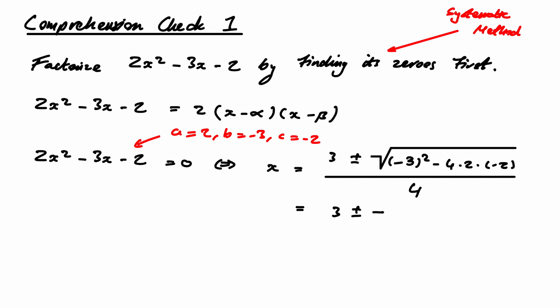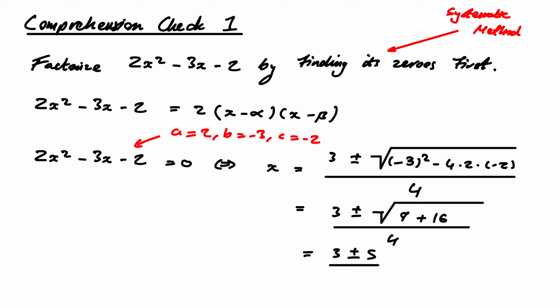Okay, so let's write this very carefully. It's going to be minus 3 squared, that's 9. And then what? Well, it's minus 4ac, but then that minus 2 is going to make it a plus, so it's going to be 4 times 2 times 2, that's 16. So plus 16, all divided by 4. Now, 9 plus 16 is 25, and the square root of 25 is 5. So this is 3 plus minus 5 divided by 4.